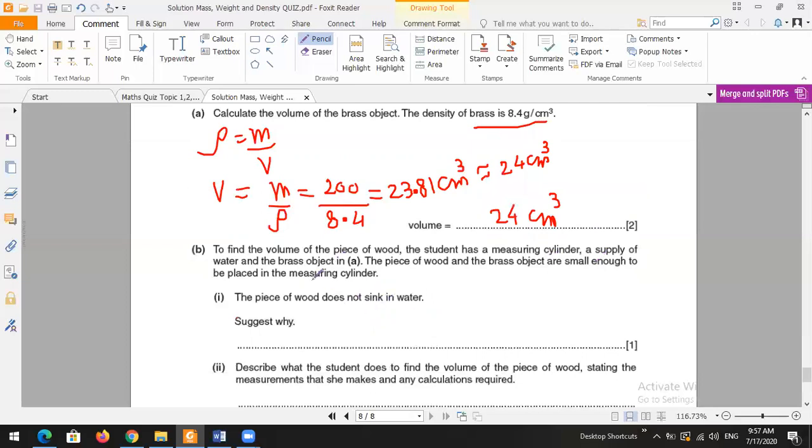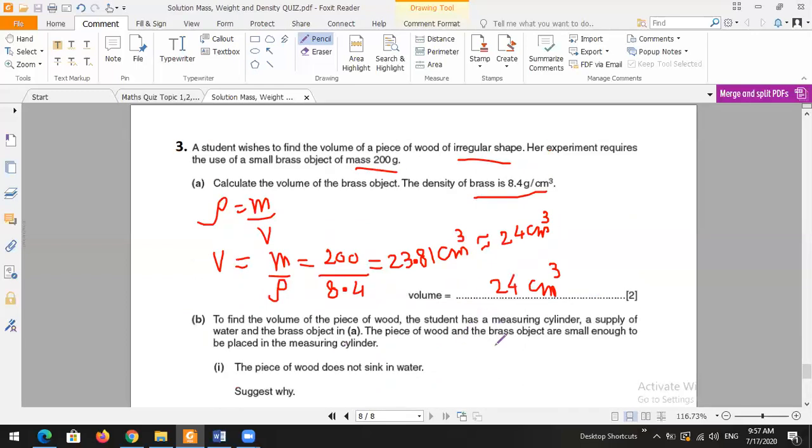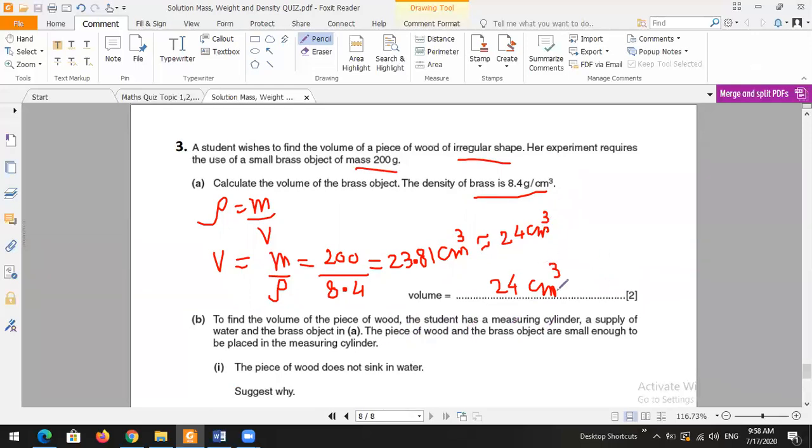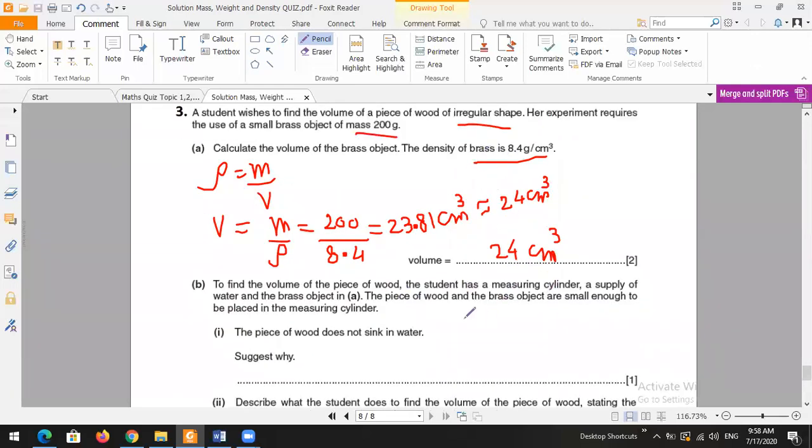To find the volume of a piece of wood, the student has a measuring cylinder, a supply of water, and a brass object. Why is she using the brass object? Actually, wood's density is lower than water, so it will float on the water. To make it sink, we need some material which has a density greater than the water. That is why we are using this brass object.